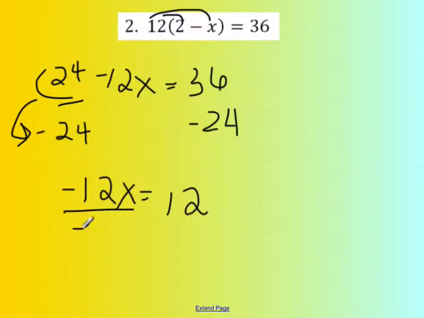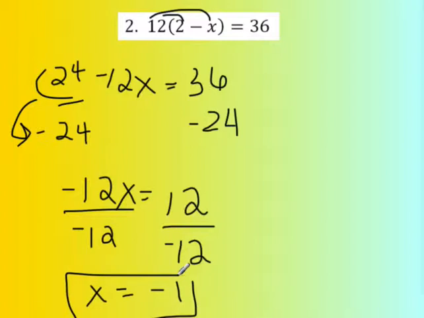The next thing I need to do is divide both sides by a negative 12. Whenever I divide a positive and a negative number, my answer is going to be negative. So 12 divided by negative 12 is going to give me a negative 1. So that's my answer for number 2.